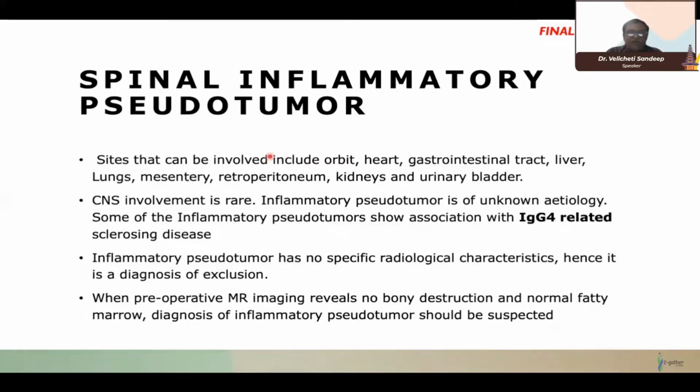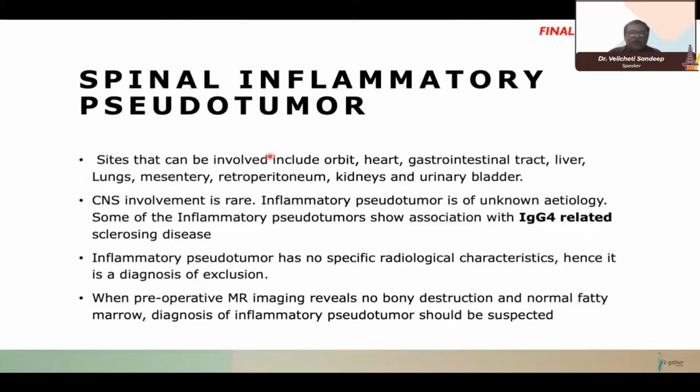These are commonly seen in the orbit, which we image quite often. Heart, gastrointestinal tract, liver, lungs, mesentery, retroperitoneum, kidneys, urinary bladder, it can be seen. CNS involvement is rare, especially the main CNS, but dura can get involved. And all these are linked nowadays. Around 20 sites are now reported as related to IgG4 related sclerosing disease. This doesn't have any specific radiological characteristic. Mostly it is a diagnosis of exclusion.